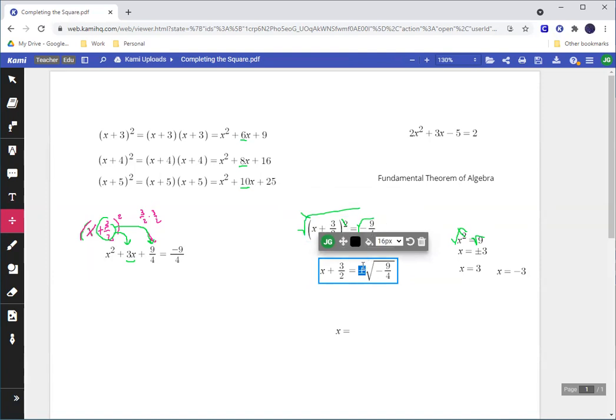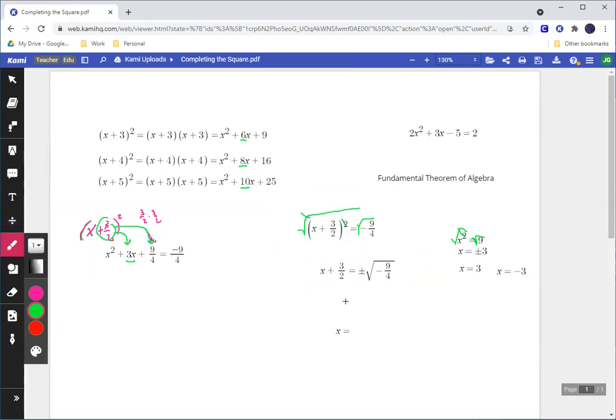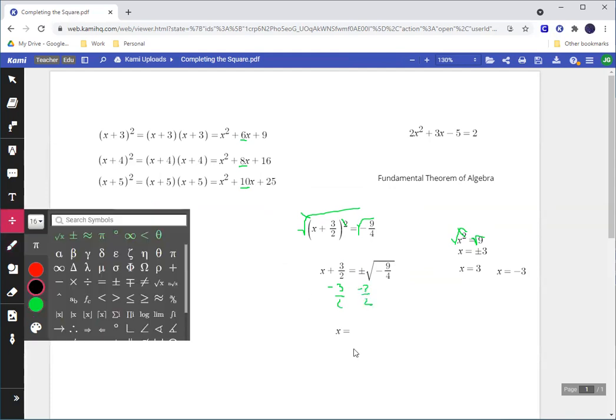We canceled the exponent of 2 by taking the square root of both sides. And now we need to cancel this 3 halves. It's plus 3 halves. So the way we cancel it is we just subtract 3 halves. And so that's going to give us negative 3 halves on the other side, plus or minus square root of negative 9/4.